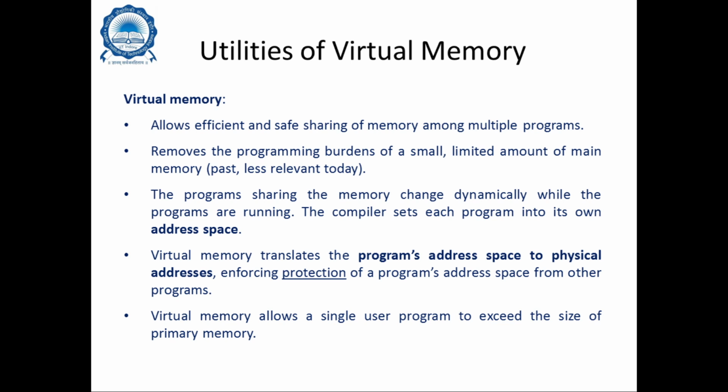The programs sharing the memory change dynamically while the programs are running. Virtual memory translates the program's address space to actual physical memory, thereby enforcing protection of a program's address space from others. Two programs cannot access the same physical address at the same time, although they may point to the same physical address, but they would be accessed at different instances of time. The virtual addresses could be the same, but they may not be allowed to be utilized at the same time.